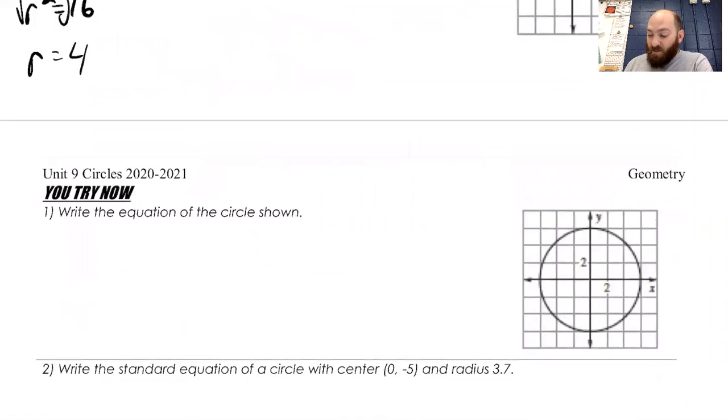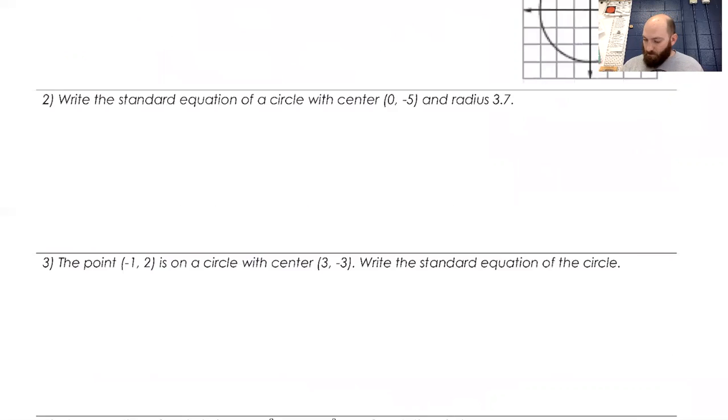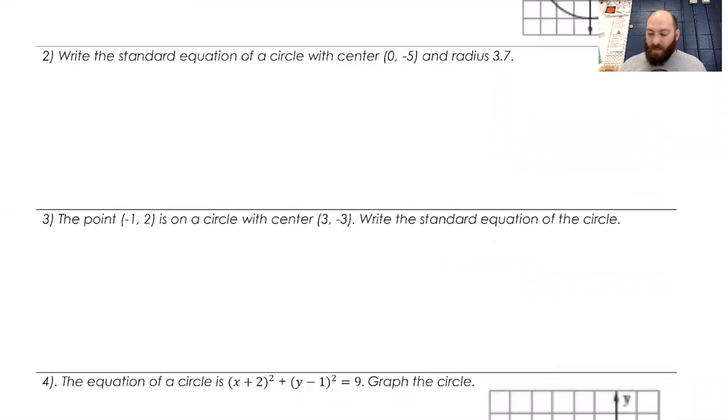All right. So that is it for this. You're going to do these on your own, try it out, either writing the equation or graphing it. And that's basically it there.